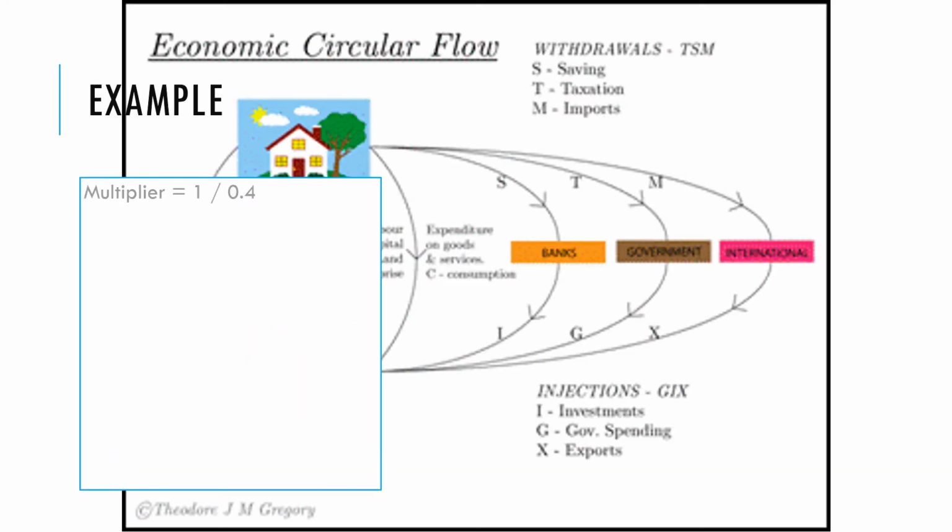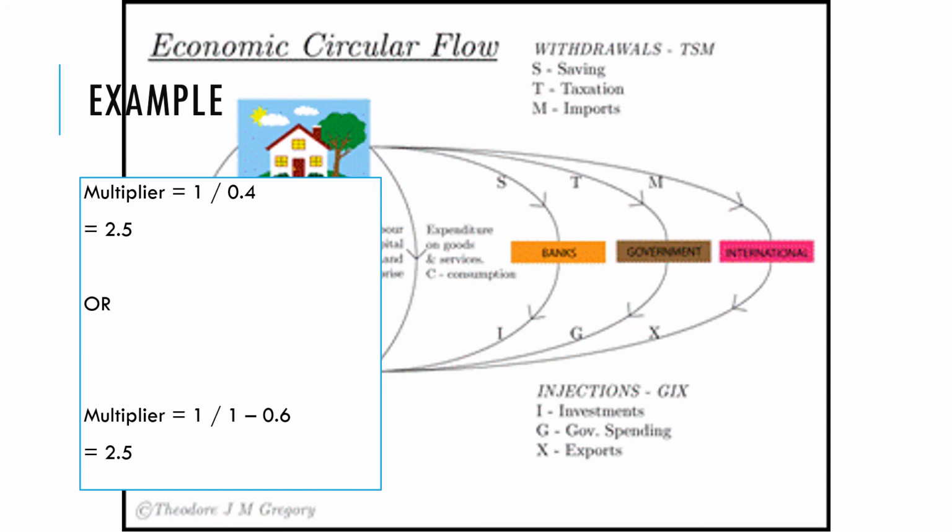Back to our example, using the first formula, we know that the marginal propensity to withdraw in our example was 0.4 or 40%. So 1 divided by 0.4 equals 2.5. If we use the second formula, the marginal propensity to consume was 0.6. So 1 over 1 minus the MPC would give us a multiplier value again of 2.5. The same answer, just slightly different formulas.